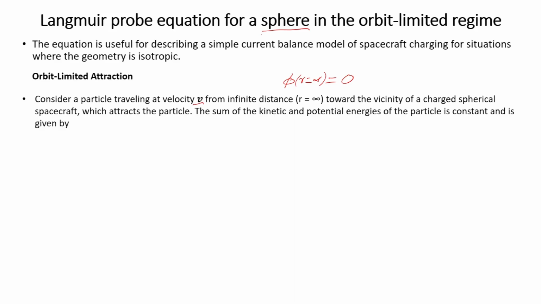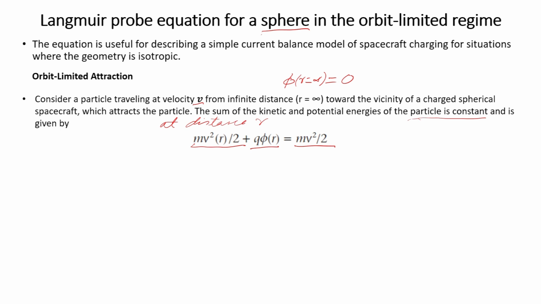Now, the sum of the kinetic energy and the potential energy of the particle is constant. This is the conservation of energy, it has to be constant, and we can write it at any distance r. This is the kinetic energy, and this is the potential energy q into phi of r, which has to be equal to this, where v is the velocity when r was infinity.